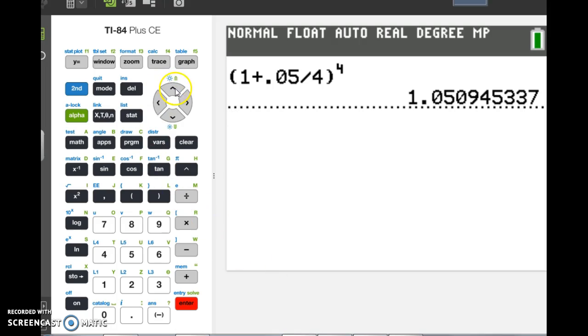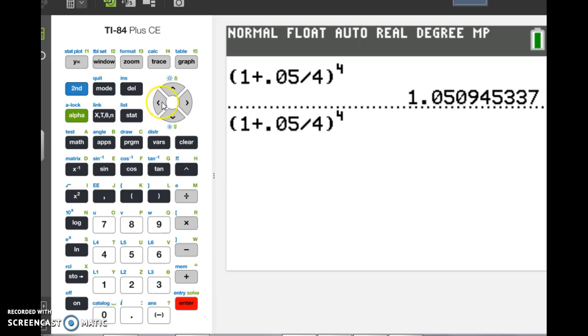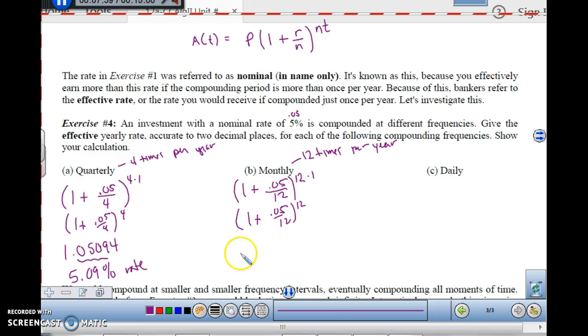To save myself a little time, I'm just going to go up and grab this, enter, and I'm going to change my 4s to 12. So I'm going to back up here, make this 12. Oops, lost my parentheses when I did that. And then change this to 12. So this is 1.05116. So this is about a 5.11% rate increase.